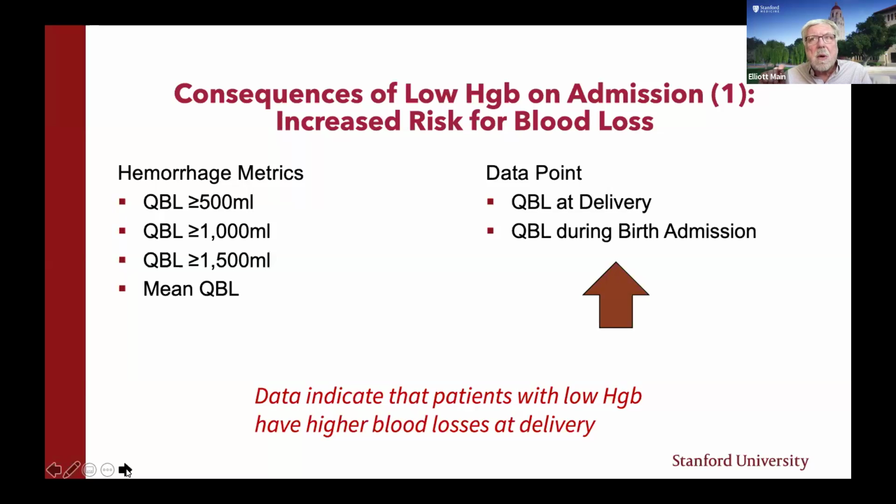And this is where we really want to be able to tie the quantitative blood loss at delivery or during the entire birth admission to their degree of anemia. And so these are data elements that are going to be in the data center for QBL over 500, over 1,000, over 1,500. And this will be able to put that together to show what kind of outcomes you get with the degrees of anemia. Next slide.